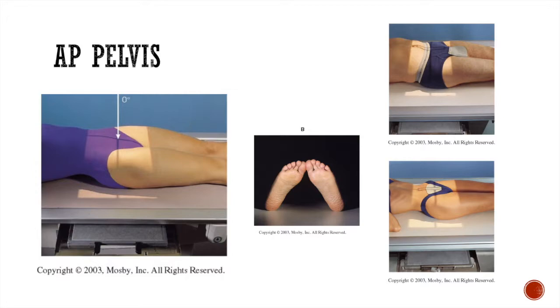Make sure that there's no rotation of the pelvis. This is going to prevent foreshortening of the femoral necks. You can do this by medially rotating the feet and lower limbs about 15 to 20 degrees, and you can see this position shown on the image showing the feet.